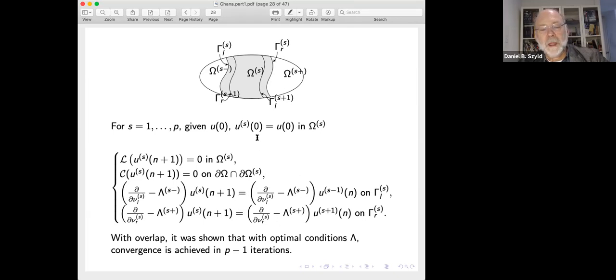So in this continuous formulation, Nataf and Stuller have a technical report from 20 years ago showing that in this setup, things will converge in P or P minus 1 iterations, depending on how you count iterations. Essentially, it's enough to get the information across the whole subdomain.